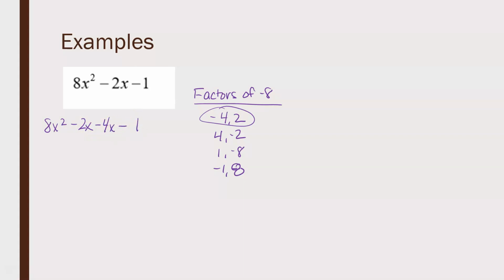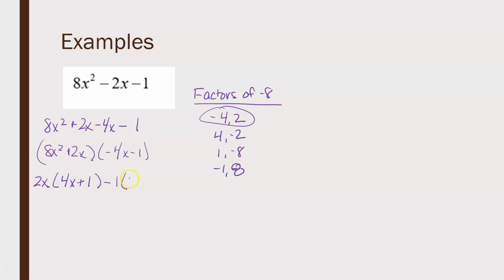So let's see what I'm going to group together. I think I'm going to leave it as is. I'm going to take this 8x squared minus 2x, and then I'm going to take -4x minus 1. Let's see what we come up with. I'm going to pull out 2x. So inside, I'm left with 4x. This should be positive, sorry. Plus 1. And in here, I'm going to pull out -1.